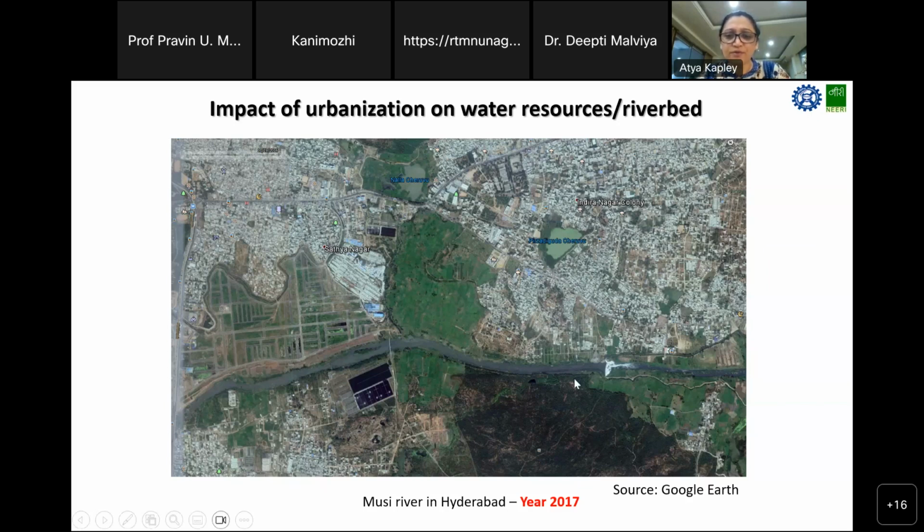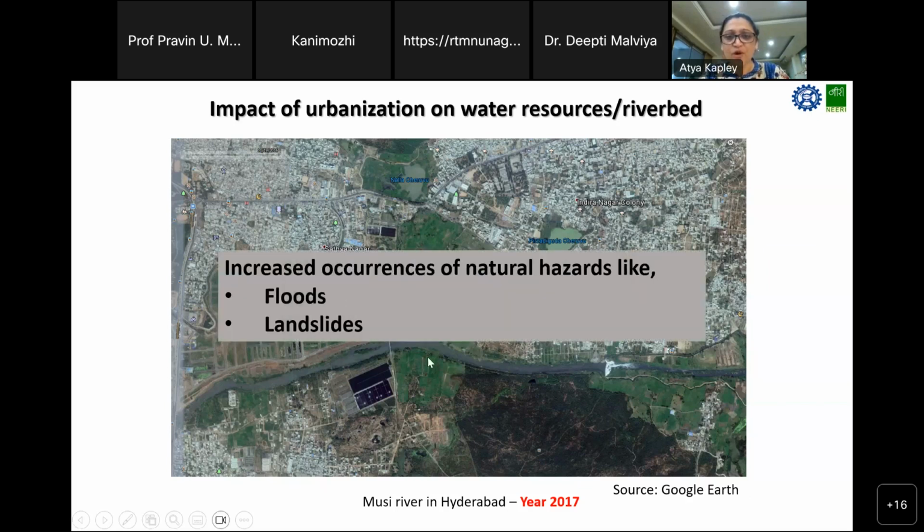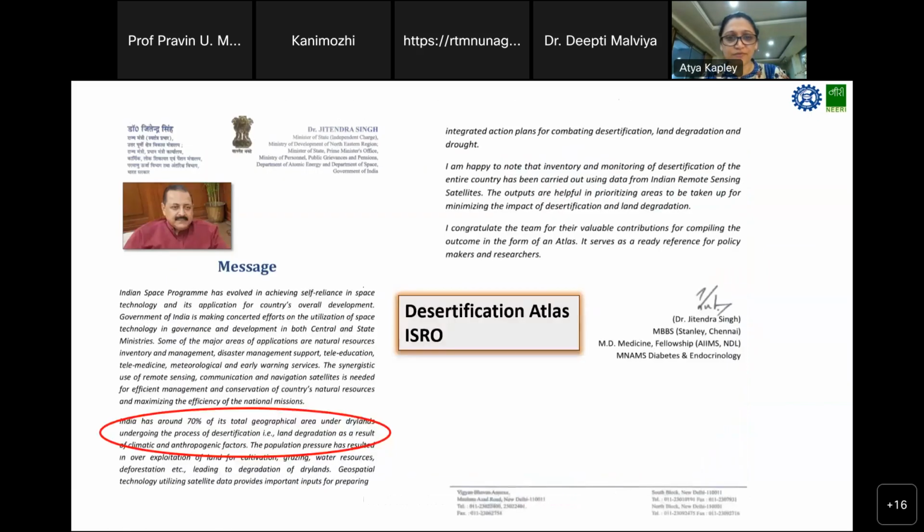So this is the kind of effect we are having on the natural ecosystem. Obviously now you're going to have hazards of floods because the river doesn't have its embankment anymore. And if you're going to be building this in the hilly regions, then obviously you're going to be facing landslides.